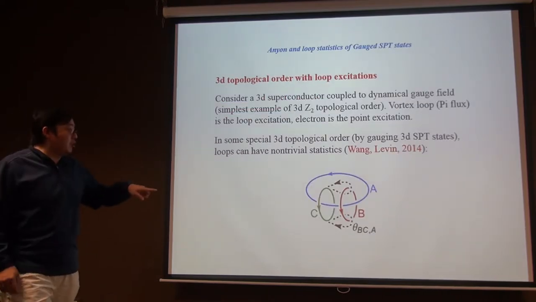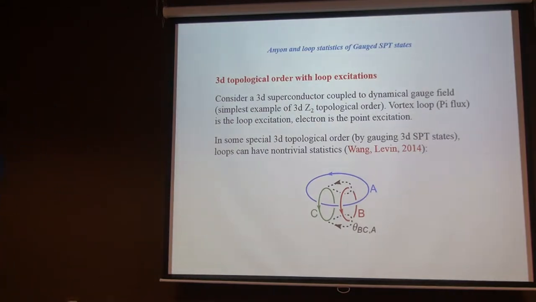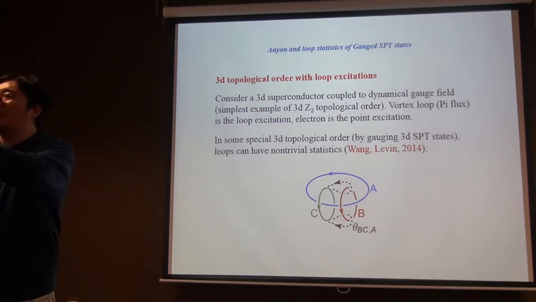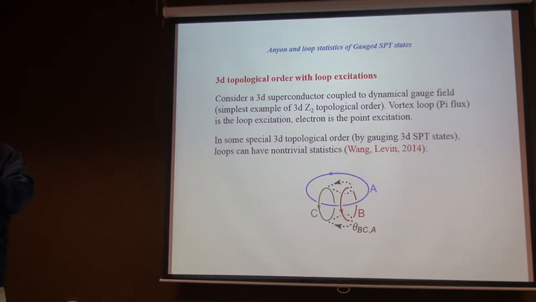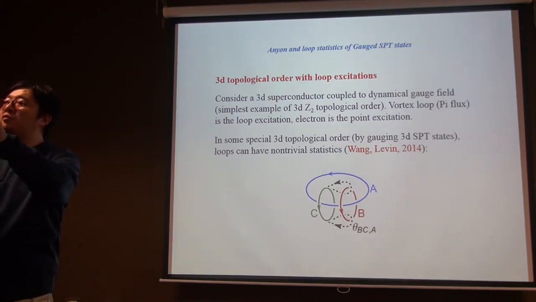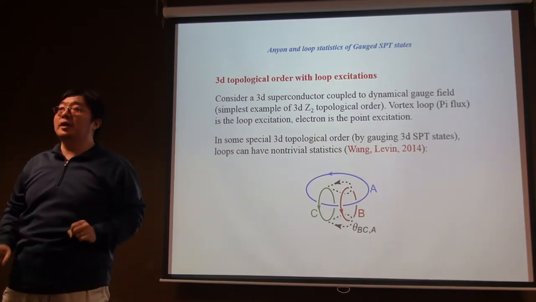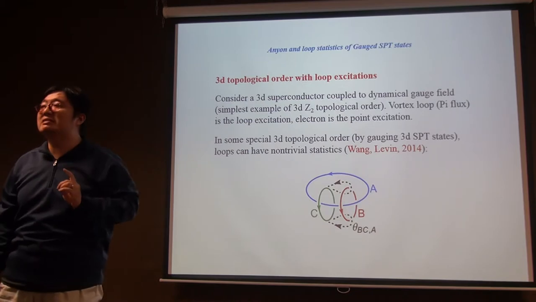So this A loop will guarantee that B and C do not shrink. Yeah, you can argue, actually in their paper there's a very nice figure showing that suppose you don't have the A loop, then this braiding will always be trivial. They are only non-trivial when you have the A loop because they cannot shrink anymore. Okay, so that's the key. So there are three-loop statistics.